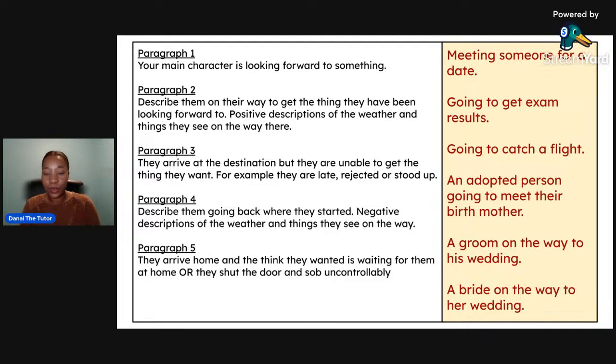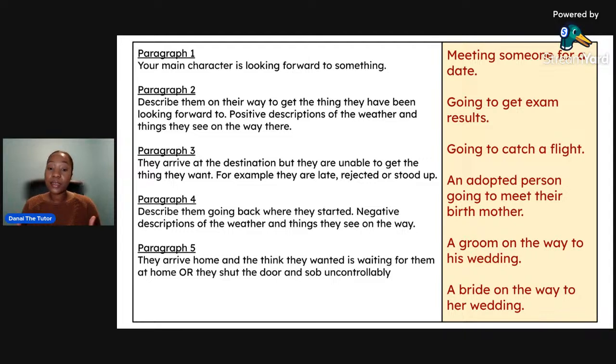Maybe they're expecting to do really well. They get there, they don't do so well. You describe the journey back. Okay, somebody is going to catch a flight. So again, somebody's looking forward to it. You describe their journey there, and then you describe their journey back.